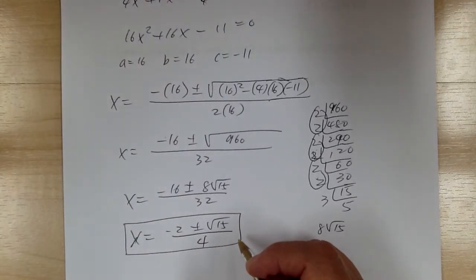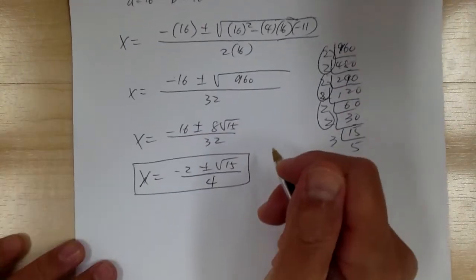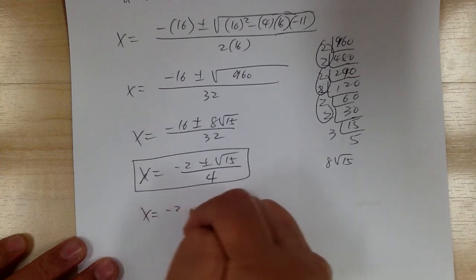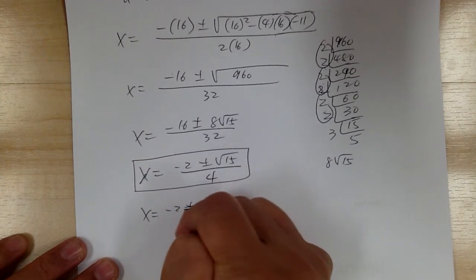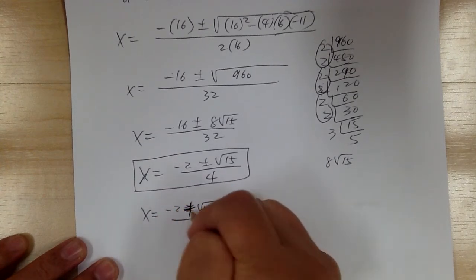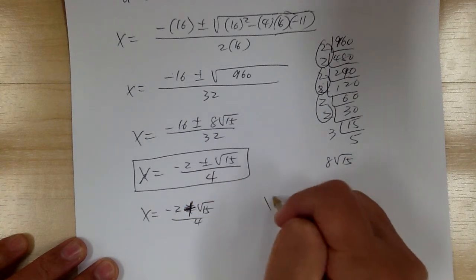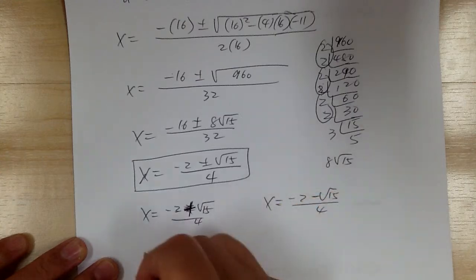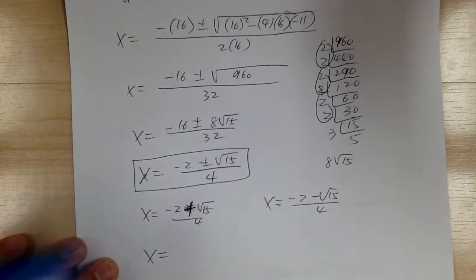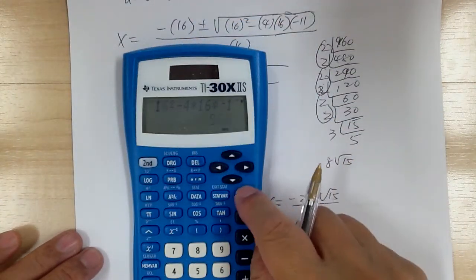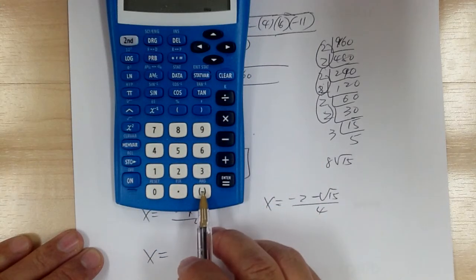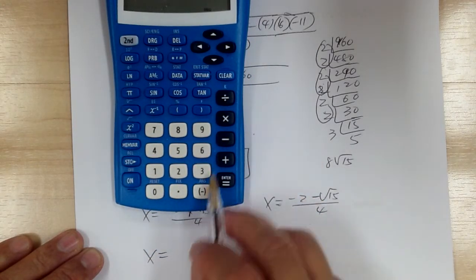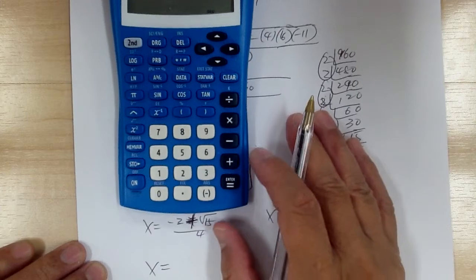Now to use a calculator, so I got x equal to negative 2 plus square root of 15 over 4, and I got x equal to negative 2 minus square root of 15 over 4. So that's going to use the calculator. Now when you use the calculator, be careful of the difference between the negative sign and the minus. They are not the same. Okay, so you have to be very careful.